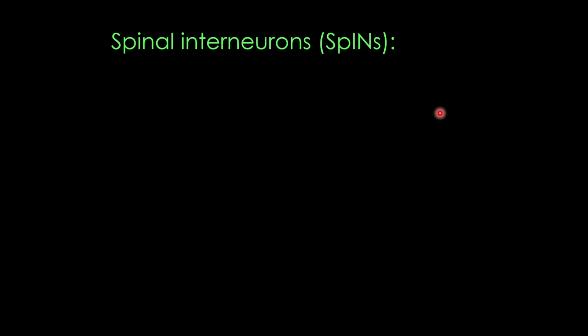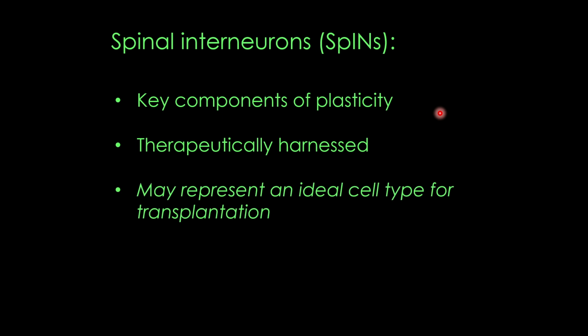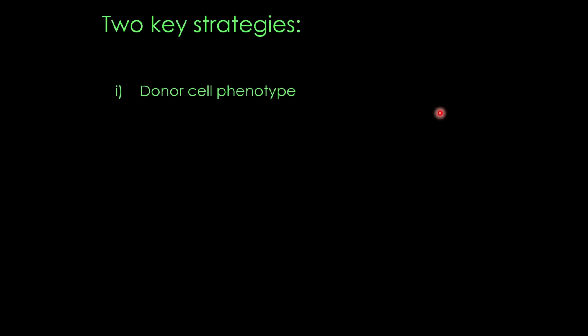So with a focus once again on spinal interneurons, we know they're key components of plasticity. They can therapeutically be harnessed. We believe that they also represent an ideal cell type for transplantation. So again, we've become interested in which types of these interneurons can be used, and how they might exist within the tissues that have been used in the past, and how we can build upon those early studies. So the two key strategies that my research team has been using for cell transplantation is better identifying the donor cell types we're putting in.